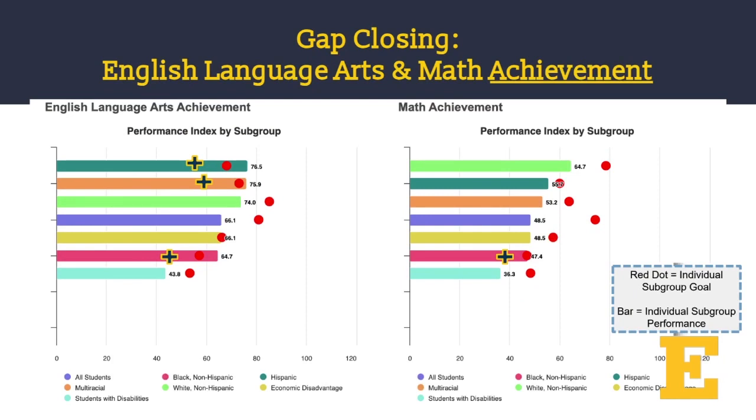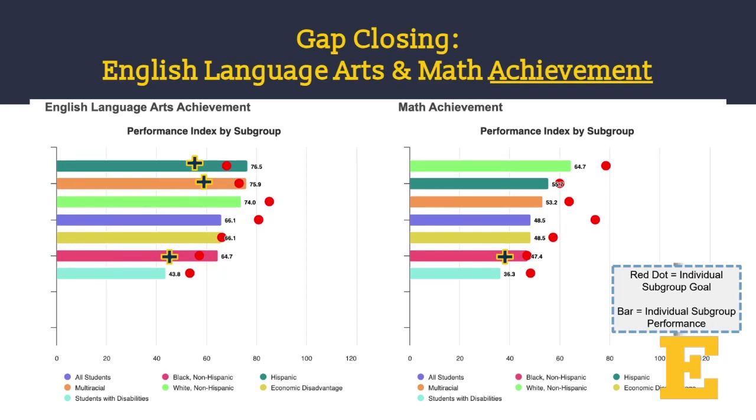The next measure within gap closing is ELA and math achievement. So on the left we have ELA achievement, and on the right we have math achievement based on the subgroup. So each different color is a different subgroup within the district. The bars indicate the achievement level of that specific subgroup, and then the red dots are the individual subgroup's goal that's set by the state. And essentially those red dots are already set for the next, I think, 3 to 5 years ahead of time, so that kind of increases over time.